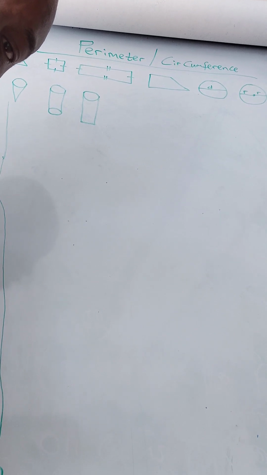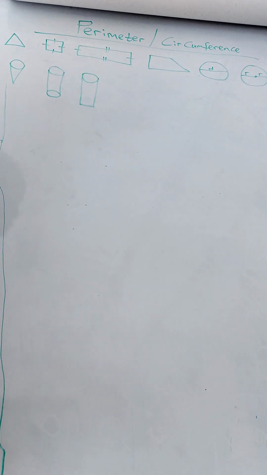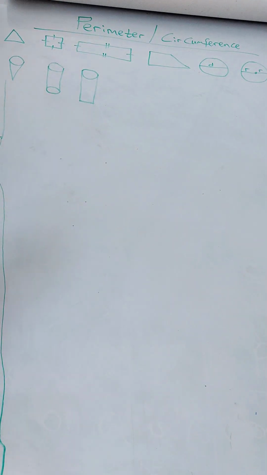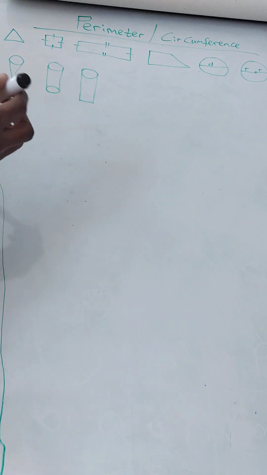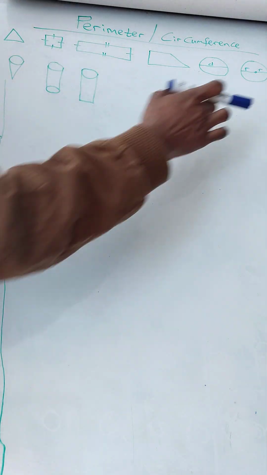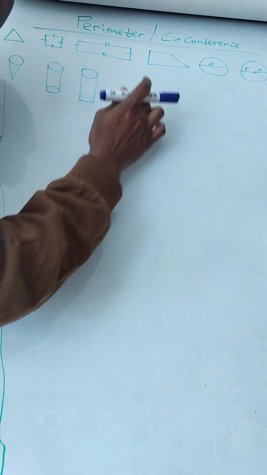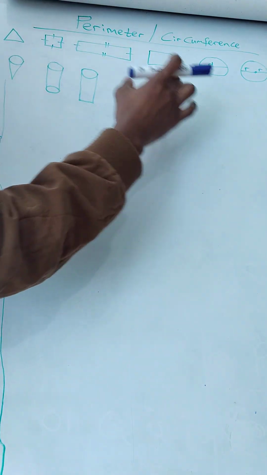Look at the different shapes that I've drawn here. This is a triangle. A triangle has three sides, three lengths that make up the triangle. So the addition of the three sides gives you the perimeter. You don't need to cram it. Just know that perimeter is the surroundings, that is, the addition of the surroundings of a shape.